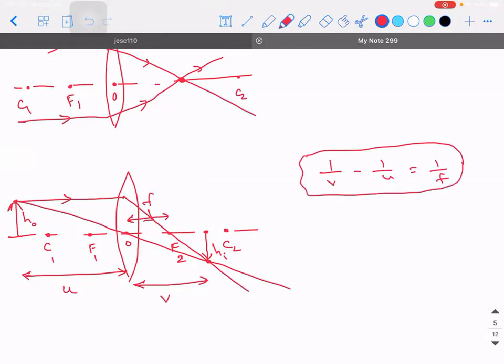What is the name of this, guys? It's called as lens formula. Similarly, what is the magnification of lens? M is equal to V by U. It is V by U, unlike a mirror.